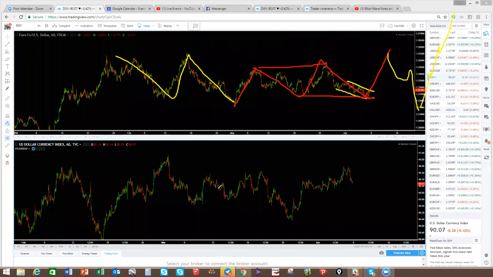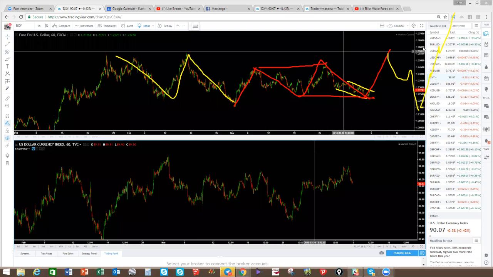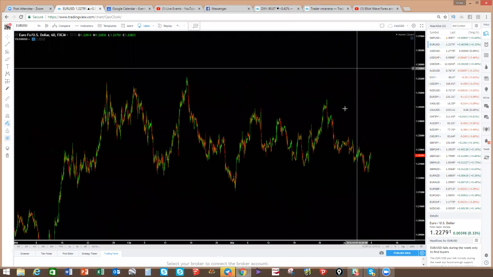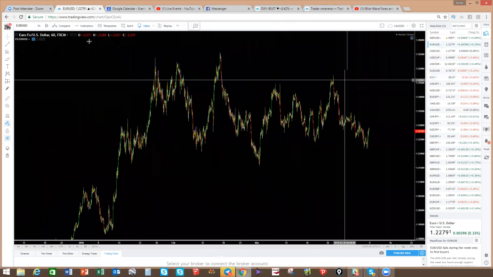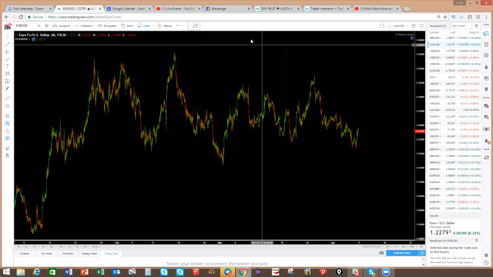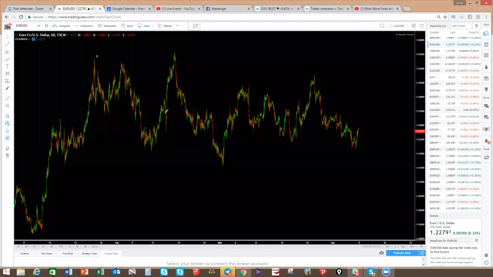So you know, Euro-US dollar and the dollar index are inversely correlated. So whatever is happening here is the inverse of what's happening here on the dollar index. Let's go into Euro-US dollar. Let's go back to one chart. Okay. So originally this was the structure that we were looking for.